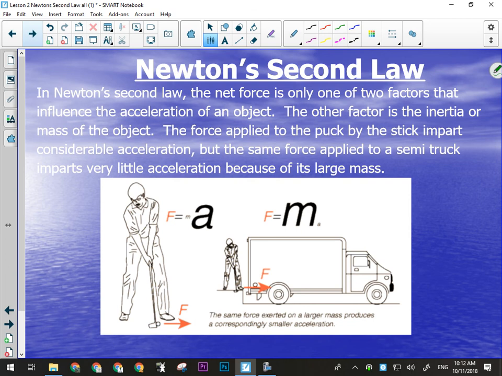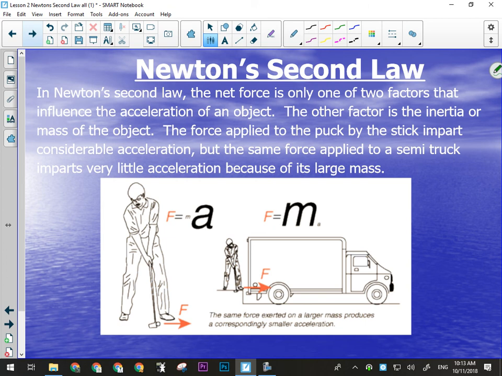Now, in Newton's second law, net force is one of only two factors that influences the acceleration. Obviously, if I double the force, I'm going to double the acceleration. But the other factor that influences acceleration is the mass of the object. This has kind of the same relationship as mass had in Newton's first law. The more mass you have, the more inertia you have, the harder it is to change your velocity. Well, the bigger the mass, the smaller the acceleration is going to be.